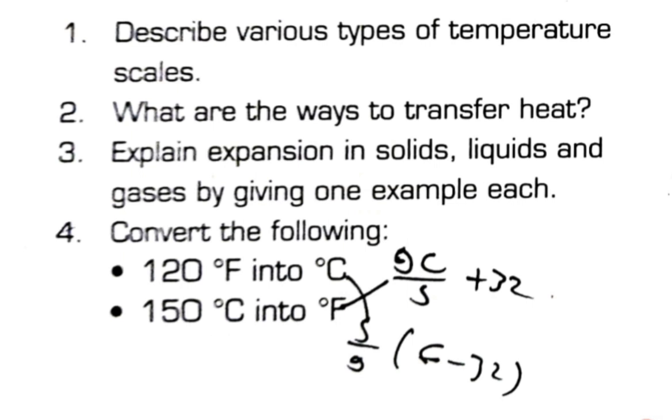Now see the second part of this question, 150 degrees Celsius into Fahrenheit. To change Celsius into Fahrenheit, first of all multiply the reading of Celsius by 9 by 5, and then add 32. As you can see, 150 multiplied by 9 by 5, you will get 270, and then add 32. Finally you will get 302 degrees Fahrenheit. So this was the answer of question number 4 with appropriate solution.